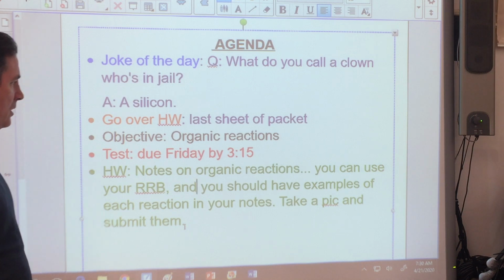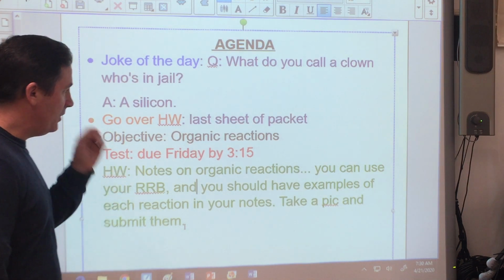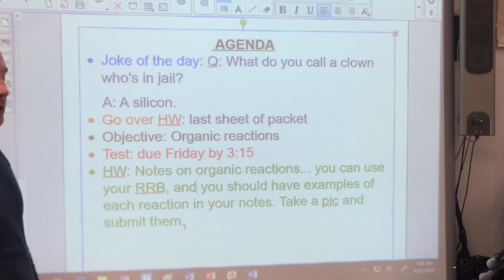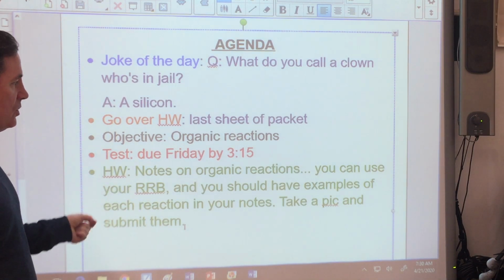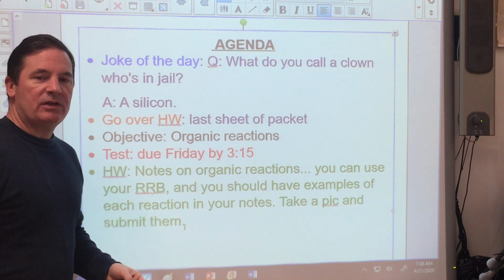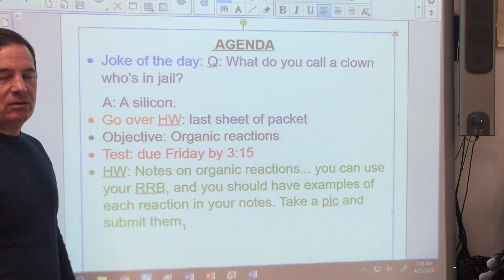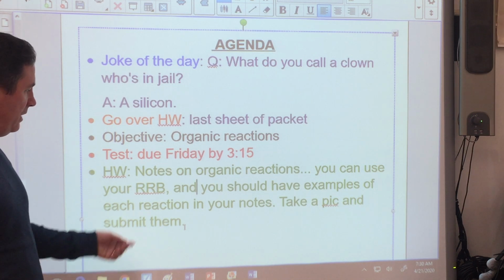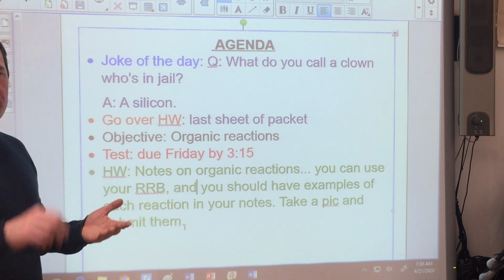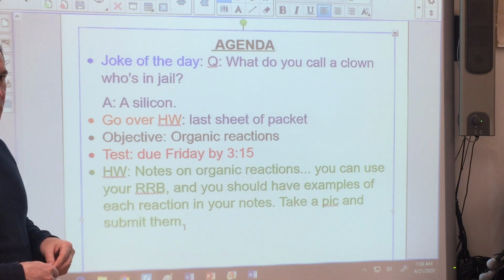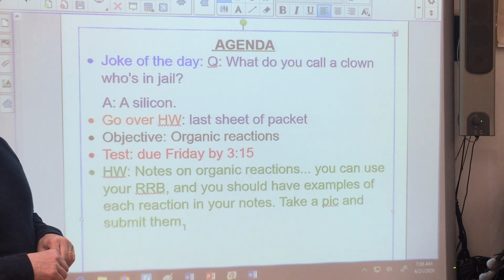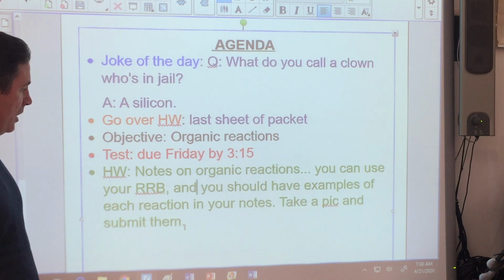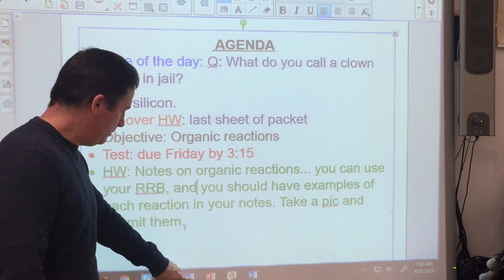As long as I'm talking about it, the notes on the organic reactions are in your Regents Review book. Make sure when you do those that you give examples of each reaction. Wherever you put them on your lined paper, take a picture of that and then submit it. All right, so let's take a look at the homework.